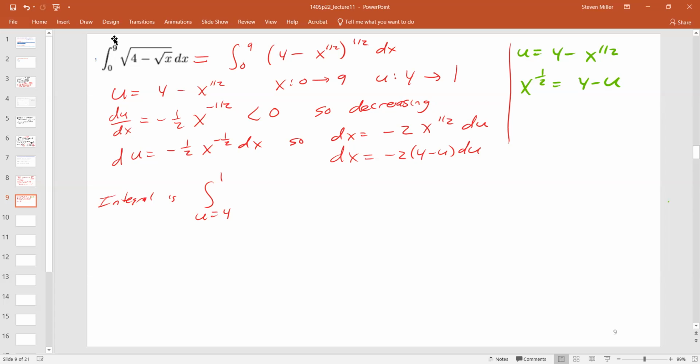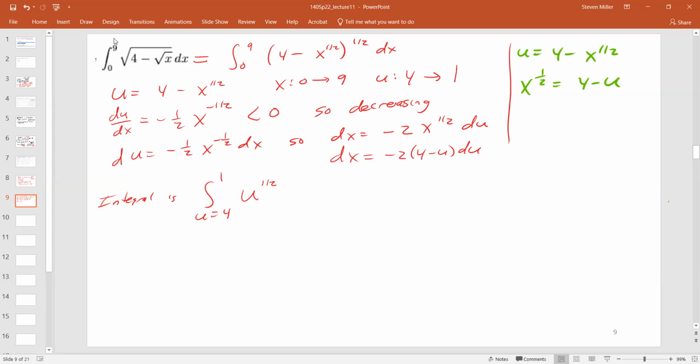I need to write things in terms of u. What is 4 minus x to the 1/2? To the 1/2. How would you write that in terms of u? Well, u is 4 minus x to the 1/2. It's just u to the 1/2. Right? 4 minus x to the 1/2, that's just u.